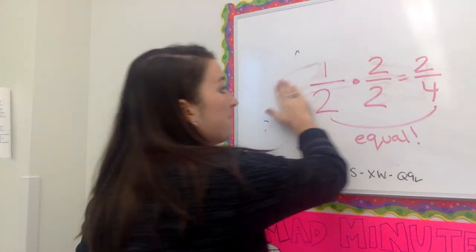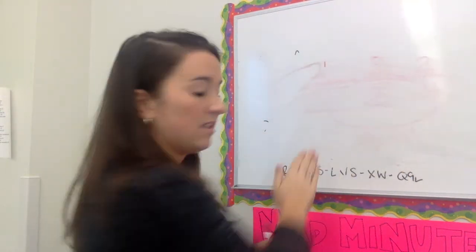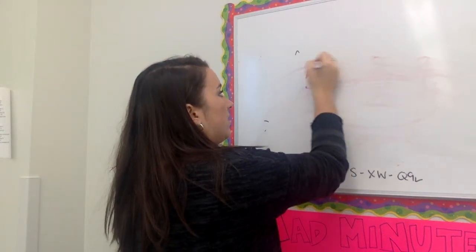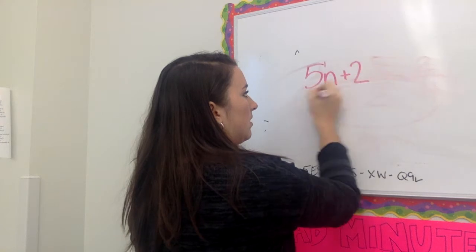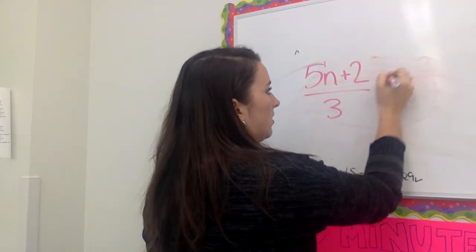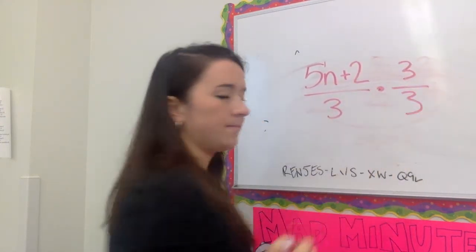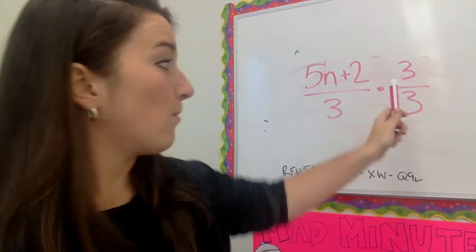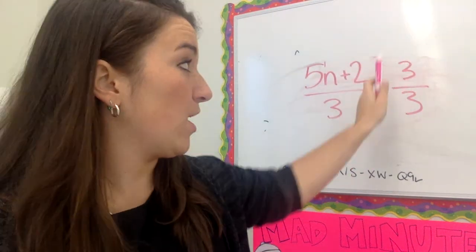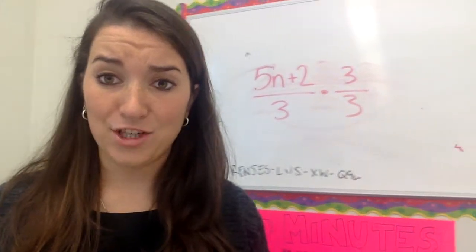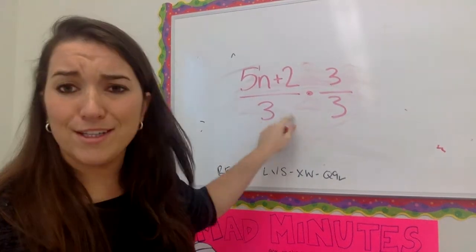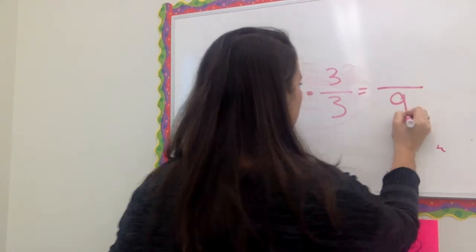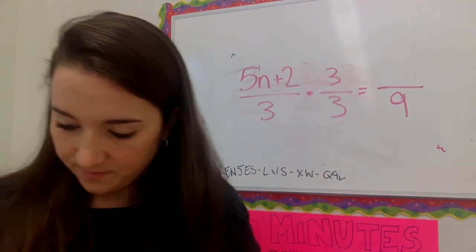So it says (5n plus 2) over 3 times 3 over 3. All right, so now this looks a little bit trickier, right? But we're still multiplying it by 1, or 3 over 3, so we're still going to get an equal fraction. So I'm going to do the bottom first. The bottom looks easy. 3 times 3, I know how to do that. So I'll get 9. The top is a bit trickier.